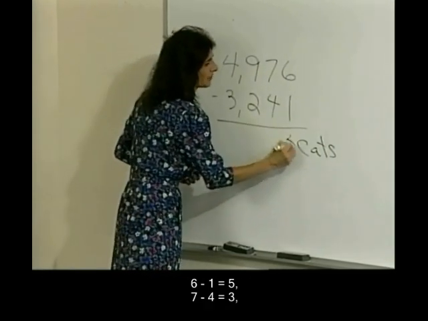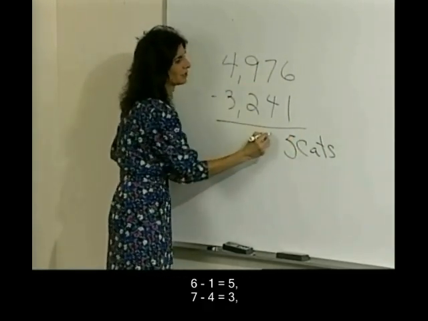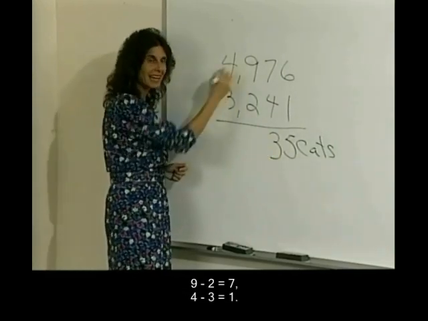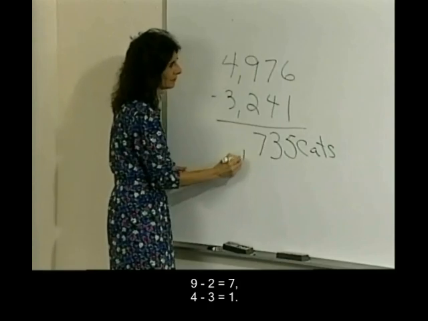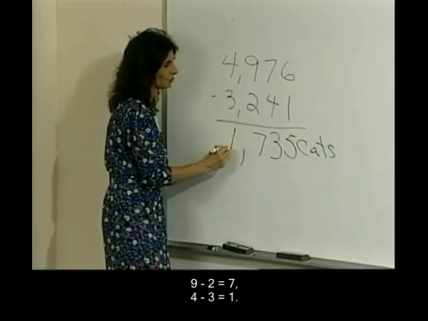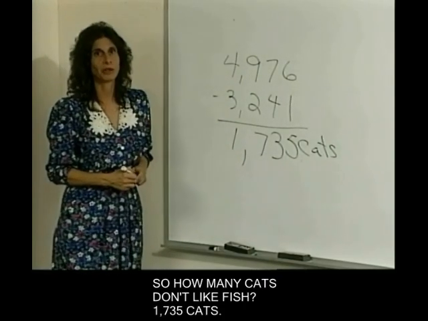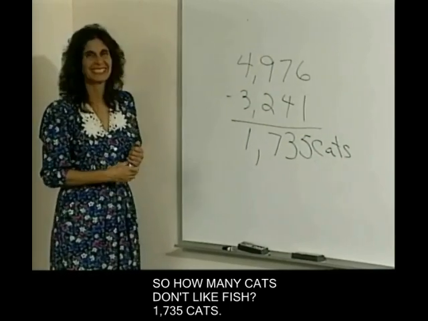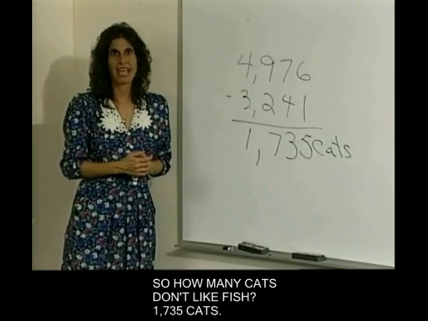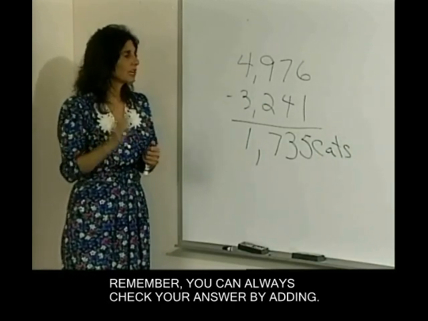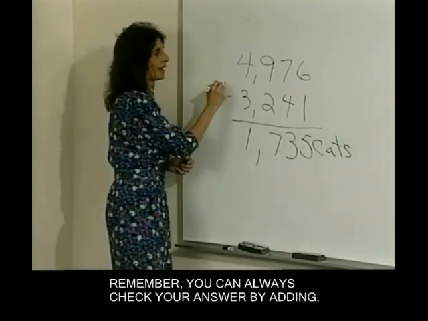6 minus 1 is 5. 7 minus 4 is 3. 9 minus 2 is 7. 4 minus 3 is 1. So how many cats don't like fish? 1,735 cats. Remember, you can always check your answer by adding.